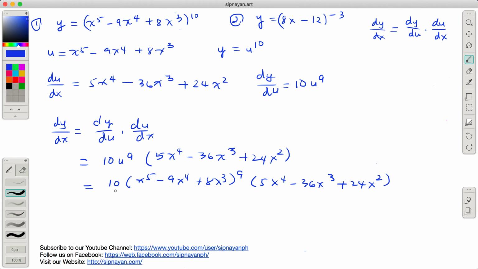Now, may mga teachers na pag meron tayong simpleng expressions lang ay pinapadistribute nila. So, kung gusto nyo, pwede nyo i-distribute yan. Magiging 10 times 5x to the 4th minus 36x cubed plus 24x squared. Okay, pwede yun i-distribute, magiging 50x to the 4th minus 360x cubed plus 240x squared. Pwede naman yun, no? X to the 5th minus 9x to the 4th plus 8x cubed raised to the 9th.